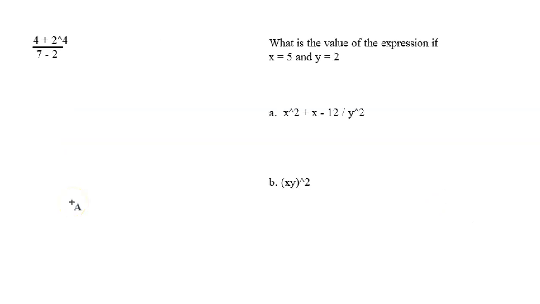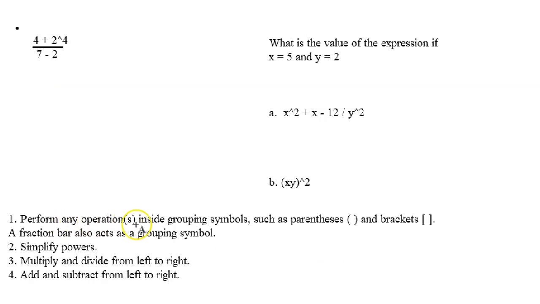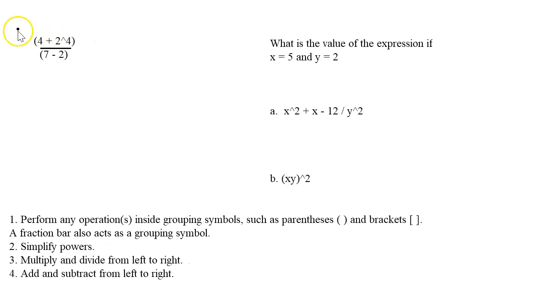All right, now these are two different types of problems, and I'll talk about each one in its order. For example, this first one, 4 plus 2 to the 4th over 7 minus 2. Now, if you remember on the last slide, we had the instructions of the order of operations, and I'll bring them up again. All right, so we perform any operation inside grouping symbols. Now, a fraction bar can act as a grouping symbol. So what I'm going to do is rewrite it with the grouping symbols that it's intended for. Okay. All right, and so what we have on the top is 4 plus 2 to the 4th in parentheses, and on the bottom we have 7 minus 2.